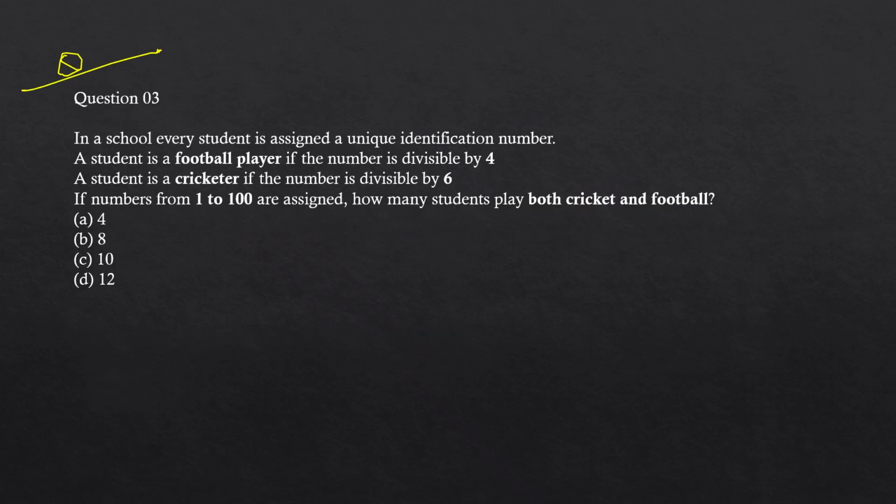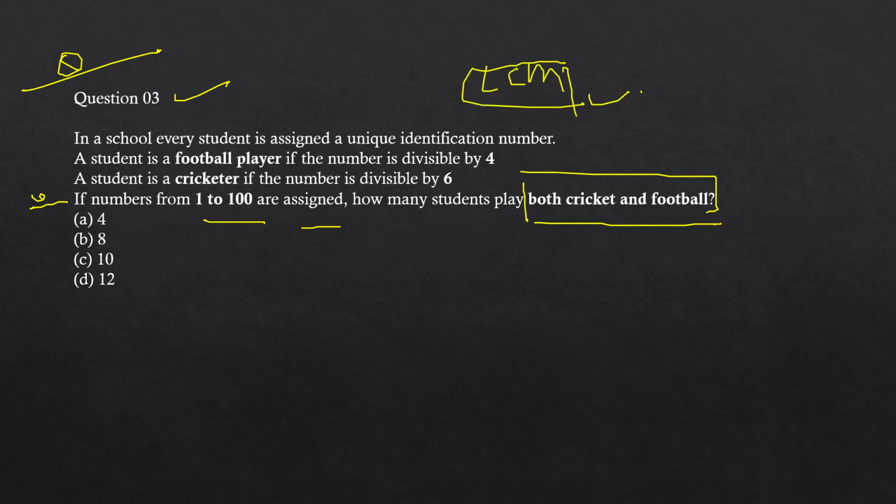Now question number 3, a very interesting and also easy question. In a school, every student is assigned a unique identification number. A student is a football player if the number is divisible by 4. A student is a cricketer if the number is divisible by 6. If numbers from 1 to 100 are assigned, how many students play both cricket and football? Whenever you see this kind of question, your mind should click on LCM. Right?